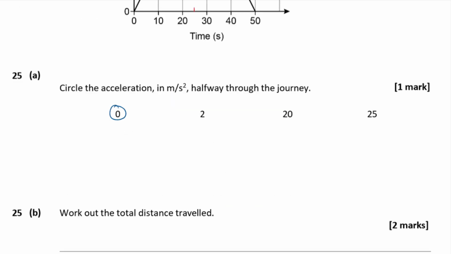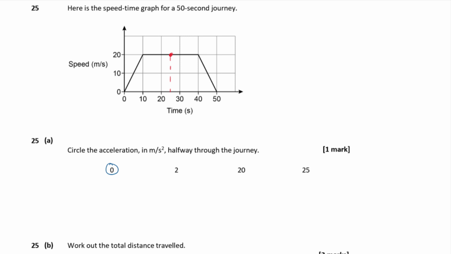Okay, and I hope the next part is more interesting. Part B says work out the total distance traveled. Okay, so the distance traveled is area under a speed time graph, so we need to work out the area of this shape here. Now you can do it two ways.